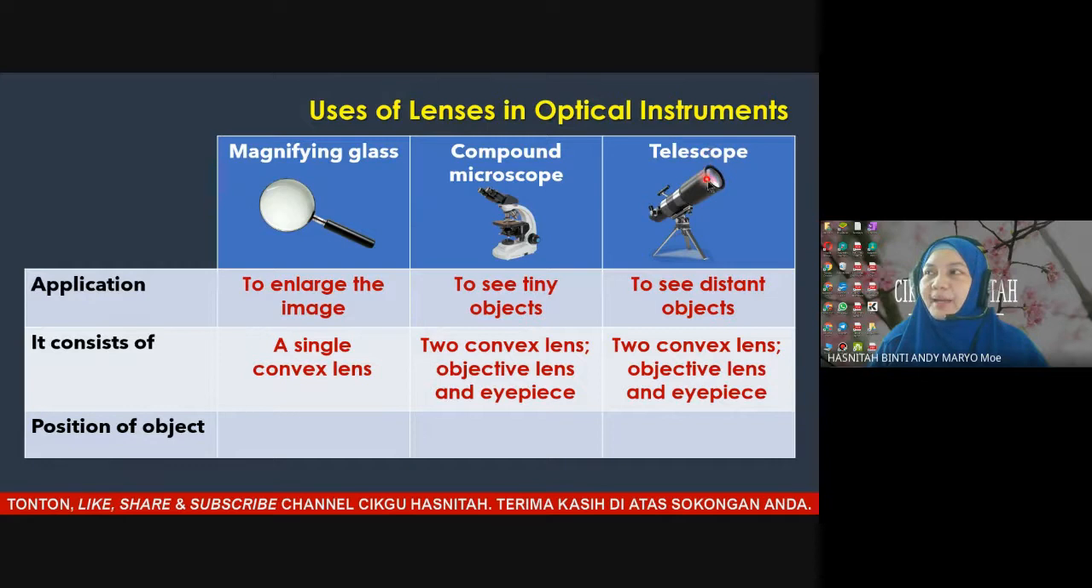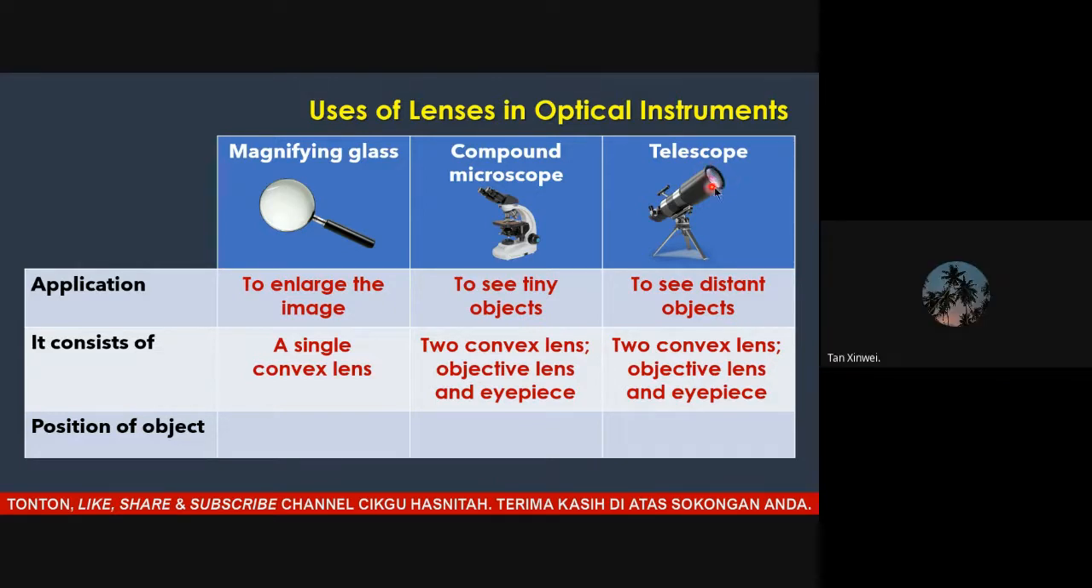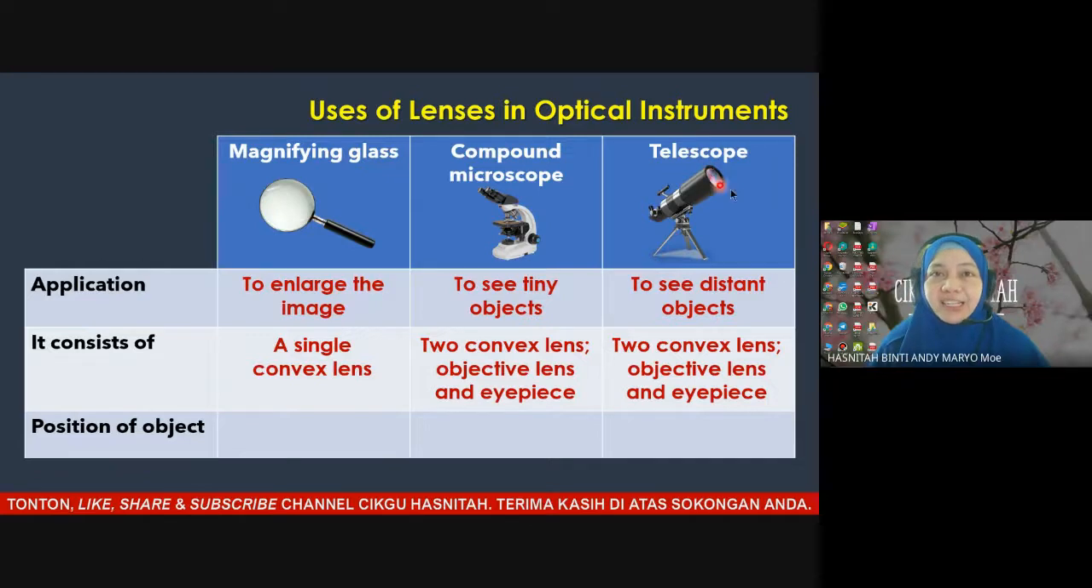Okay, this part, eyepiece or objective lens? The outer lens, this one we call as? Anyone there to try? Eyepiece. This one is the objective lens. Eyepiece is the one that we are looking at.